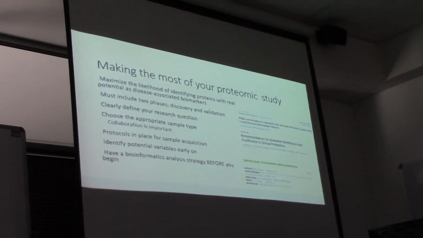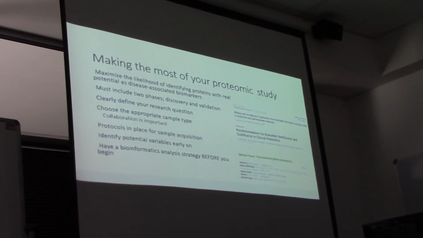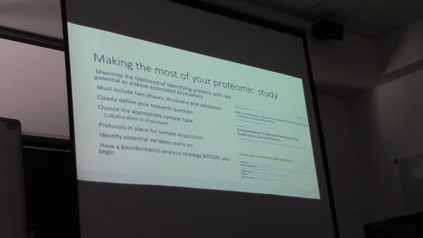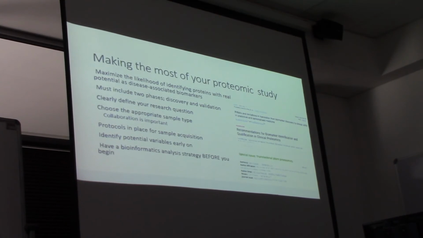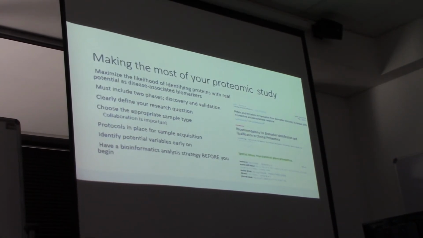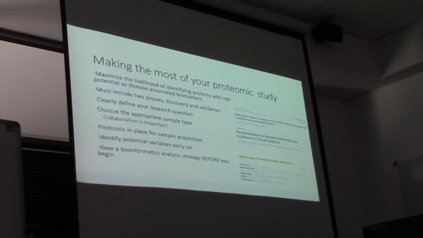And really, it's because there are a lot of errors that happen based on ill design of your study, or you didn't have the right cohort or whatever. So you need to clearly define your research question early on. Often you're like, oh, I have access to the sample type, I'll just analyze by proteomics. What are you trying to answer? What are you going to look for? You need to choose the appropriate sample type.